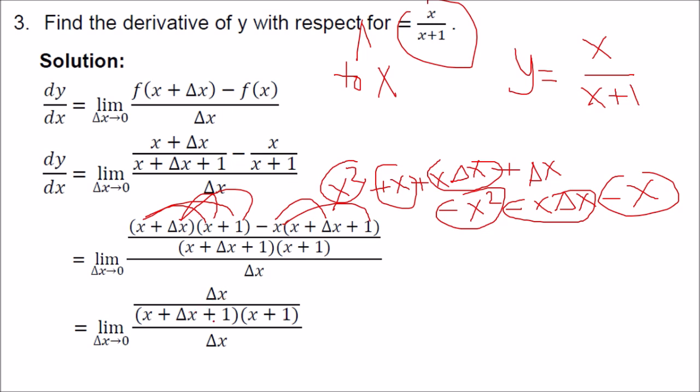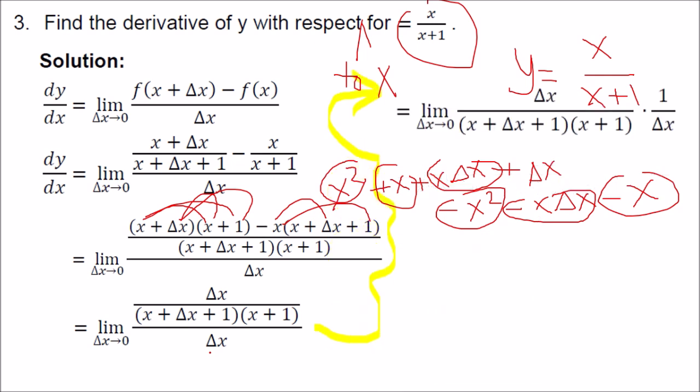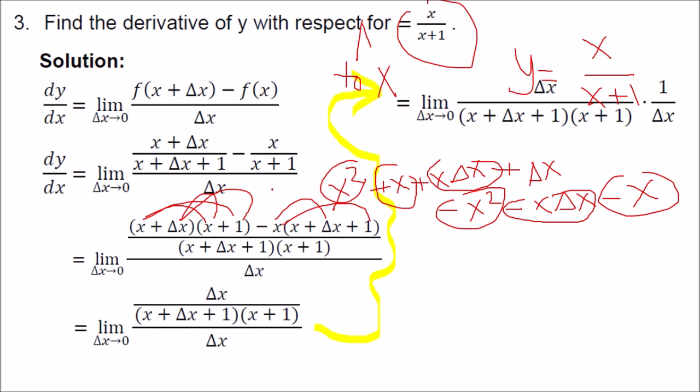Since we have here the division of fractions, i-multiply natin yung numerator by the reciprocal ng denominator. The denominator natin is delta x. Ang reciprocal niyan is 1 over delta x. So, we will multiply that para mag-cancel yung delta x. Okay, numerator, delta x all over this times 1 over delta x. Mag-cancel itong delta x dito, class. Kaya ang maiwan na lang is 1 over x plus delta x plus 1 times x plus 1.